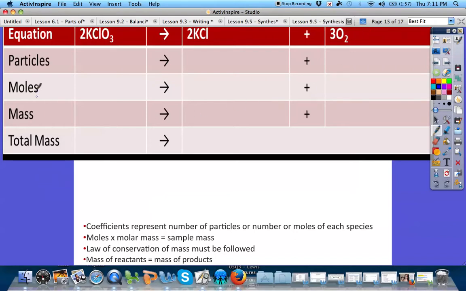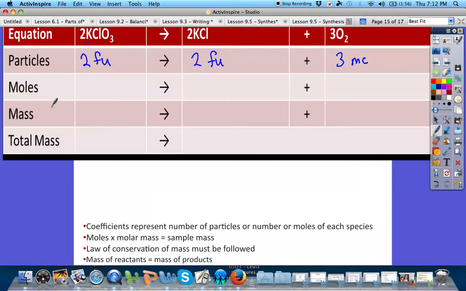Welcome back. So the potassium chlorate. Potassium chlorate is an ionic compound because potassium is a metal. And so the particles of an ionic compound are going to be formula units. So we have 2 formula units for potassium chlorate. Potassium chloride is also ionic, so 2 formula units of potassium chloride. Oxygen is a covalent compound, so this is going to be 3 molecules of oxygen.